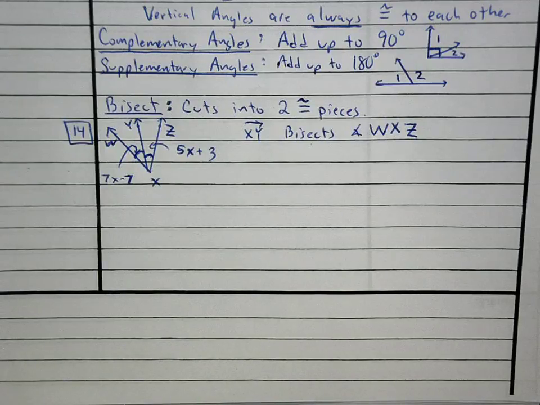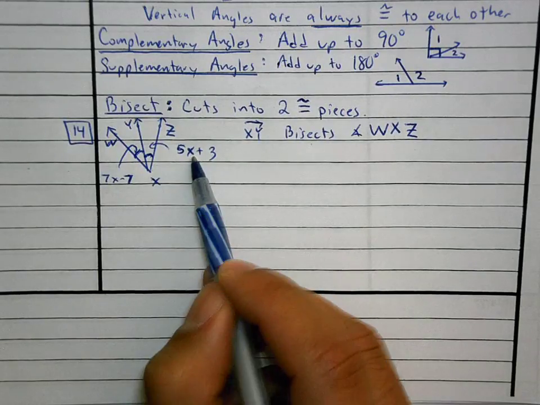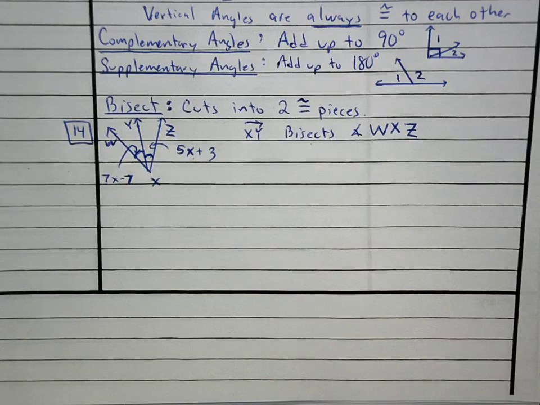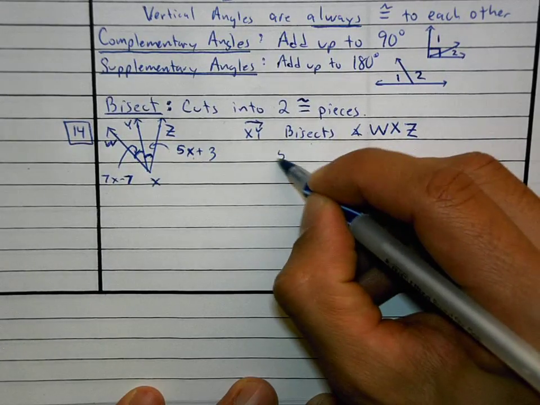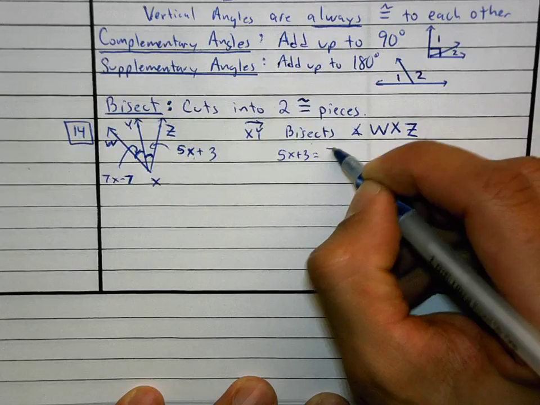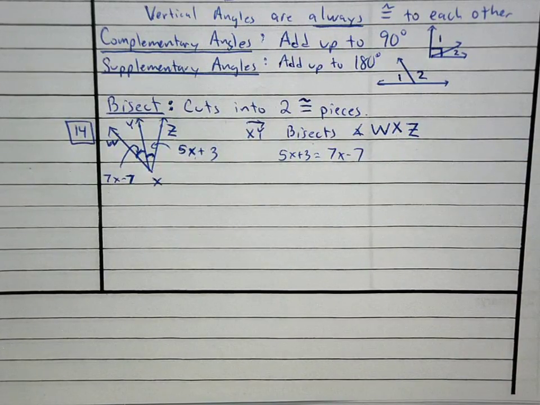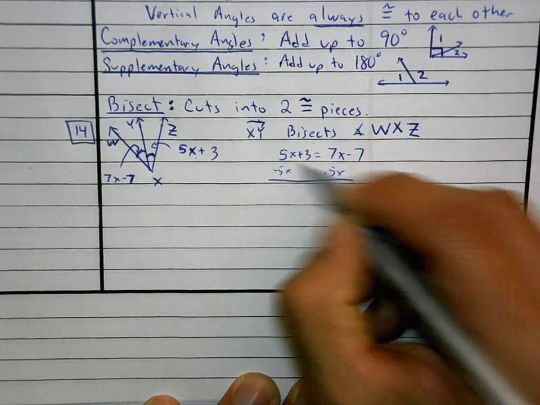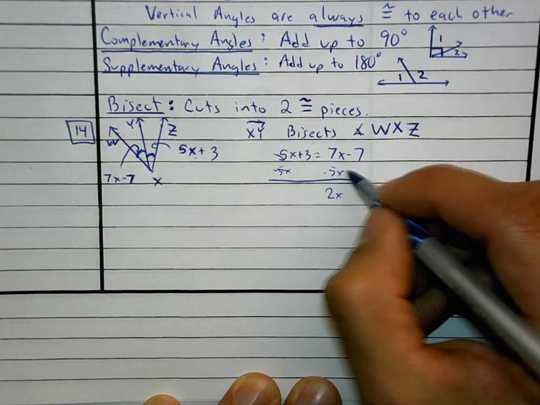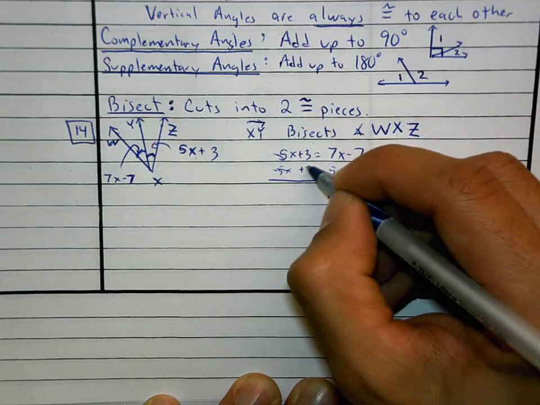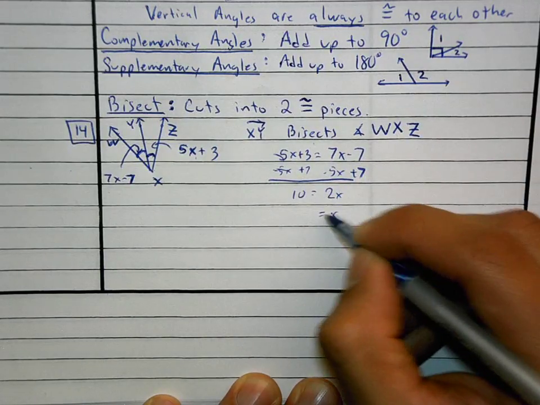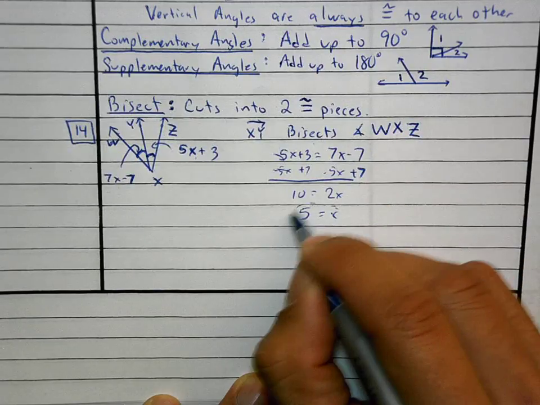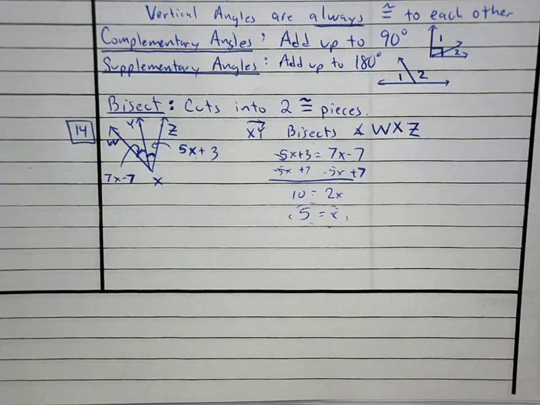And if you know that, then you know that this piece here is the same as that piece there. And you can actually solve: 5x plus 3 is the same as 7x minus 7. Subtract 5x. Let's see if Ray's right. Plus 7, plus 7. And so I do get that x is equal to 5, but we never stop there.